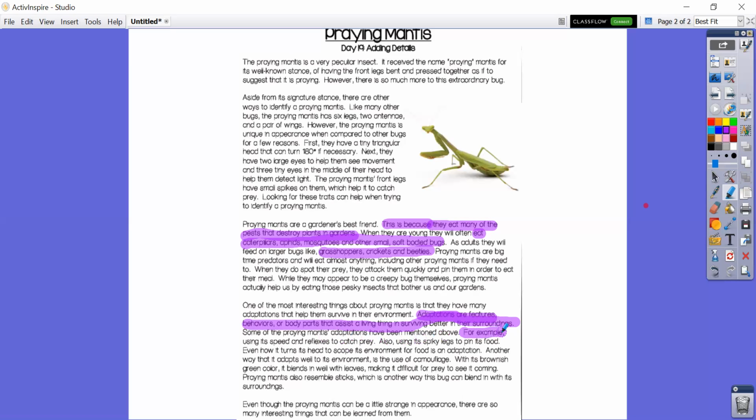So using phrases like "for example" is a really good way to point that out to the reader, and it gives you as the writer more time to give very specific details for your informational writing.